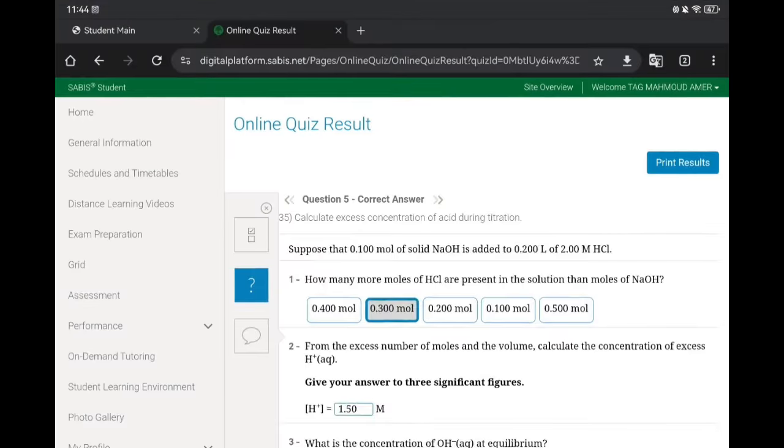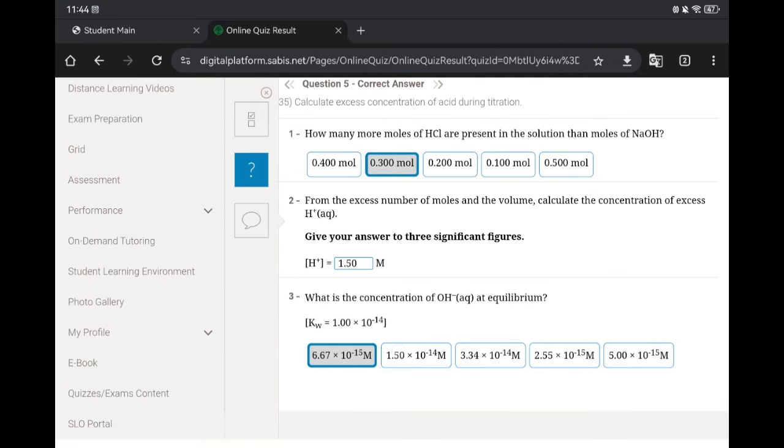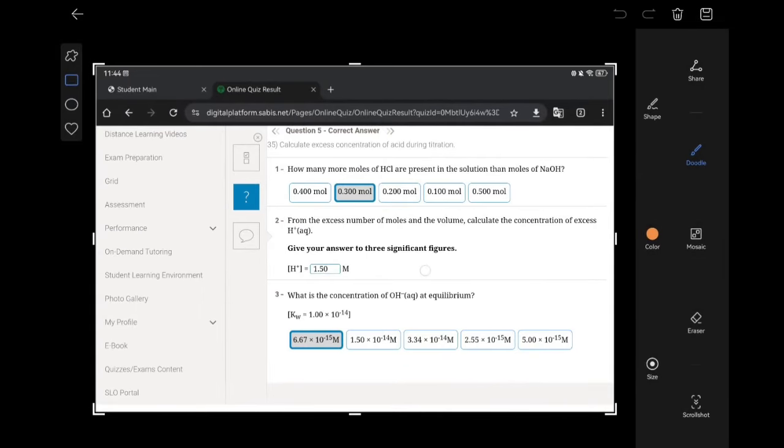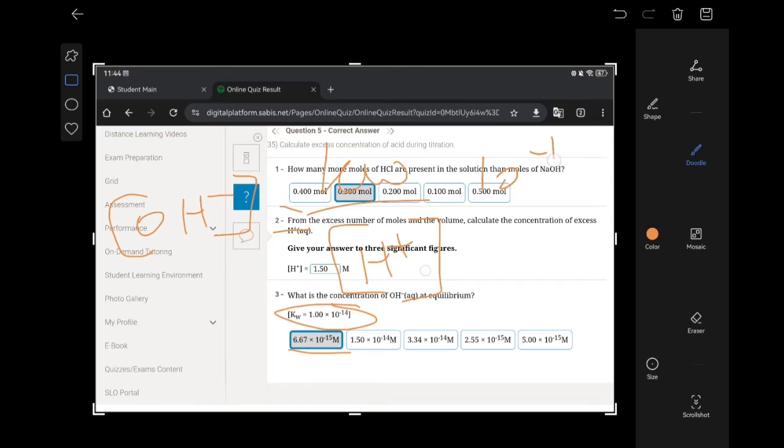What is the concentration of OH? They give it here again. If you have one of them and you don't have the other, it's basic math. So OH minus is equal to Kw over the concentration of H plus. They already give you Kw. So again, it's just 10 to the negative 14 over 1.5.